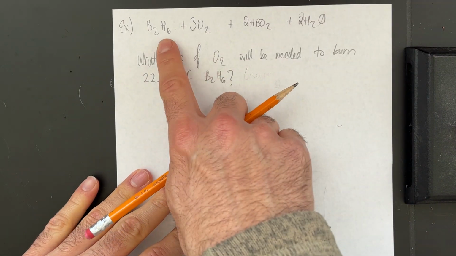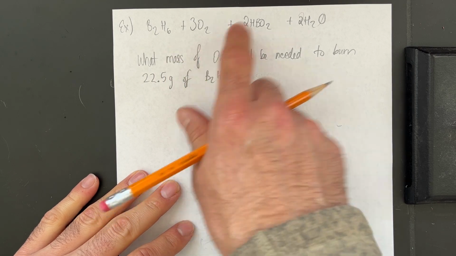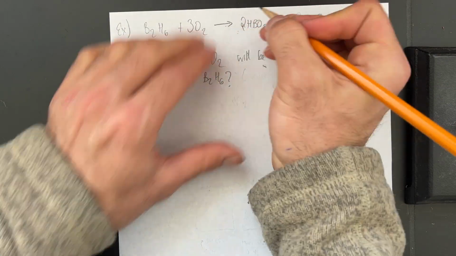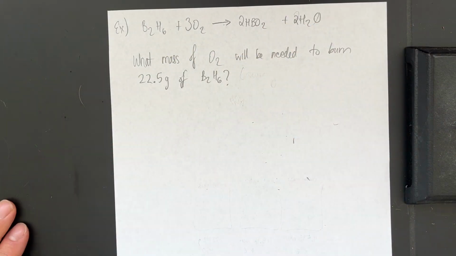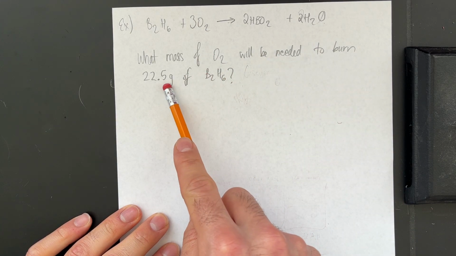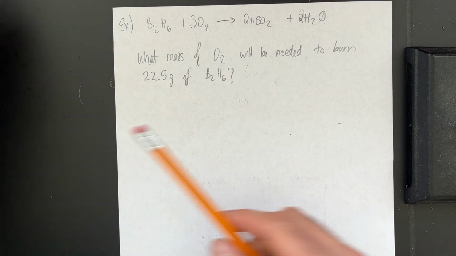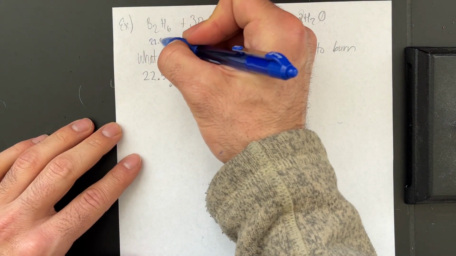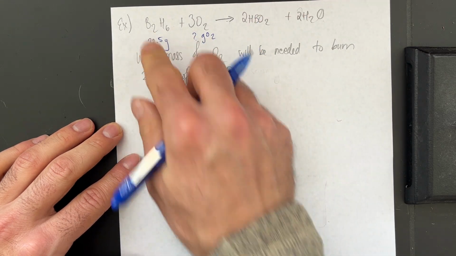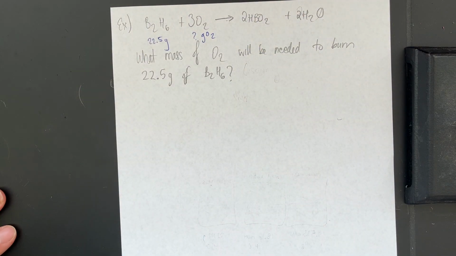And so here, let's say we have B2H6 plus 3O2, sorry, that should be a yield sign, yields 2HBO2 plus 2H2O. The question is asking what mass of O2 will be needed to burn 22.5 grams of B2H6. So what we're saying is, hey, we have 22.5 grams of this. How much O2 are we going to need in order to make sure that all of this is used up? We can think about it this way with sandwiches. If I have 10 pieces of bread, how many pieces of cheese would I need to make sure that all my breads are used? That's basically what we're asking here.